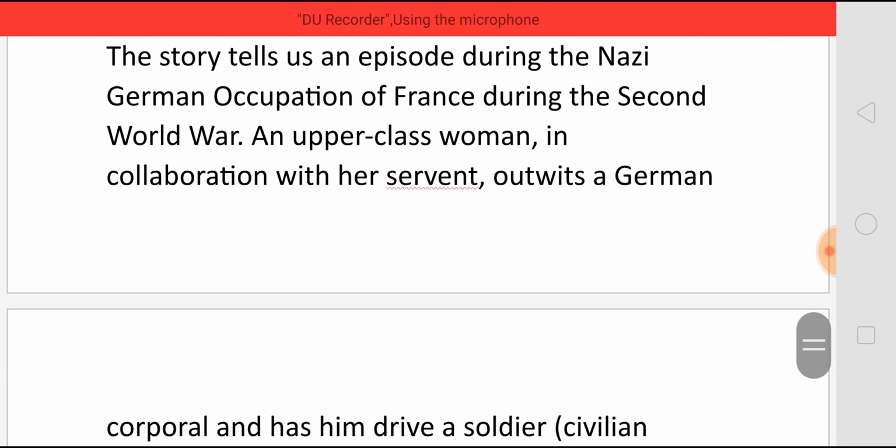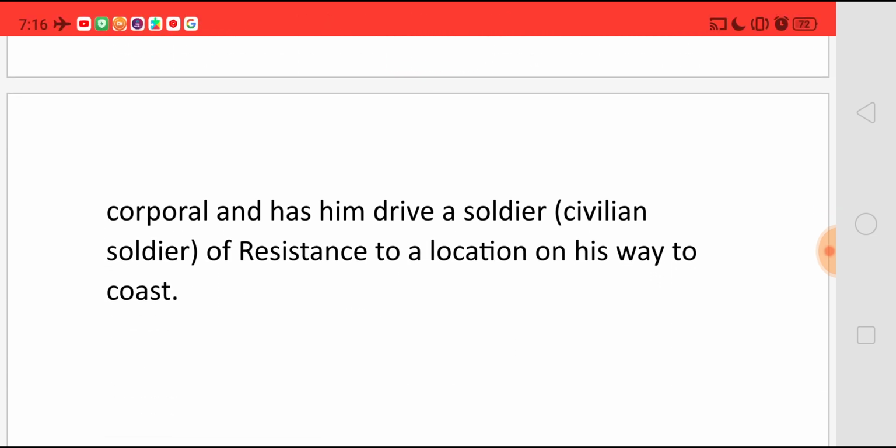An upper-class woman, in collaboration with a servant, outwits a German corporal and asks him to drive a civilian, the young man, from her residence to a location on his way to the coast, and here ends the play.